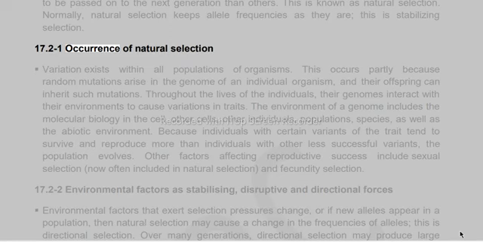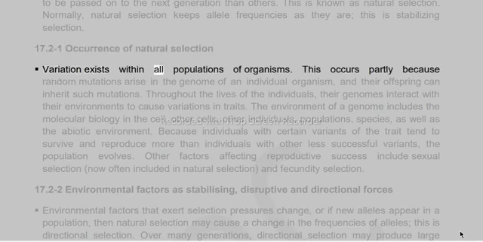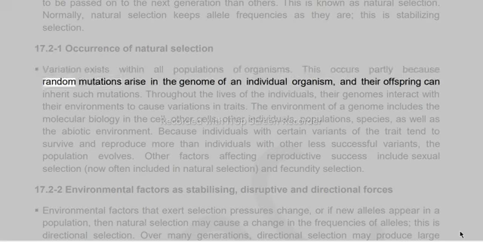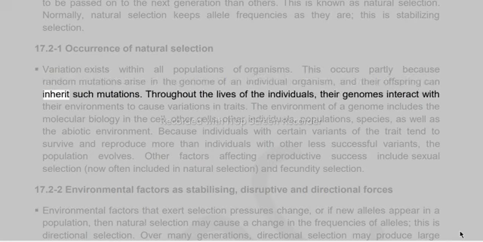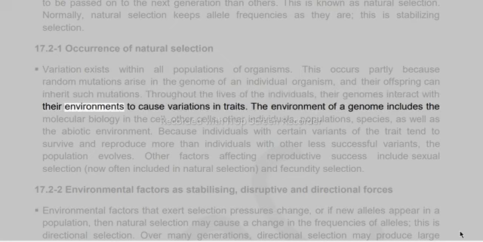17.2 to 1 Occurrence of natural selection. Variation exists within all populations of organisms. This occurs partly because random mutations arise in the genome of an individual organism, and their offspring can inherit such mutations. Throughout the lives of the individuals, their genomes interact with their environments to cause variations in traits.